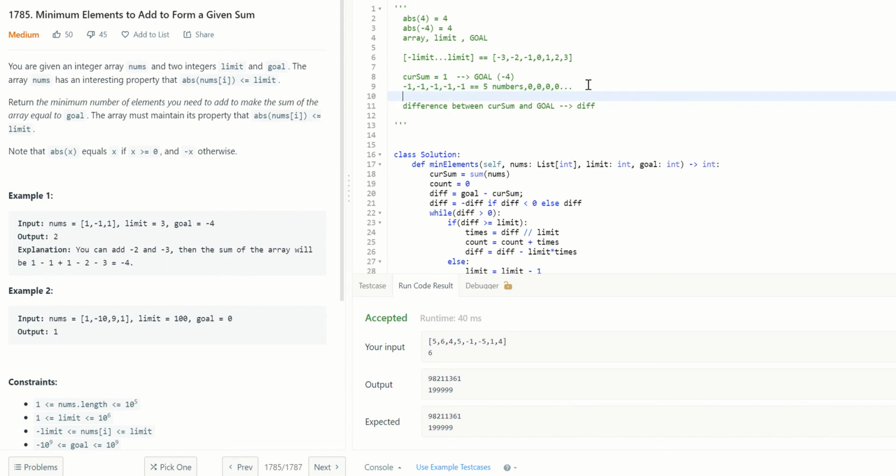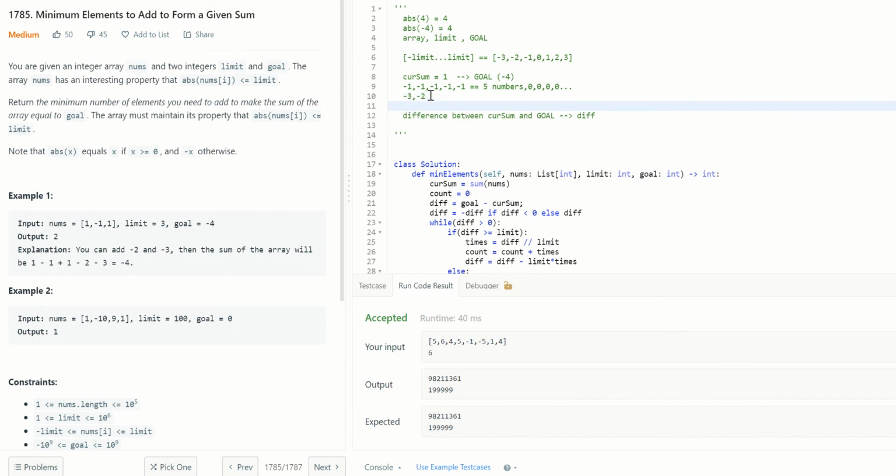By looking at it, if you just add minus 3 and minus 2, for example, you have the current sum as 1. If you add these two elements, minus 3 and minus 2, then you would obtain the sum as minus 4. So the minimum number of elements that you need to add to the given array to make the goal minus 4 is 2. You add minus 3 and minus 2. That's good. But how we are going to generalize this problem is the question.